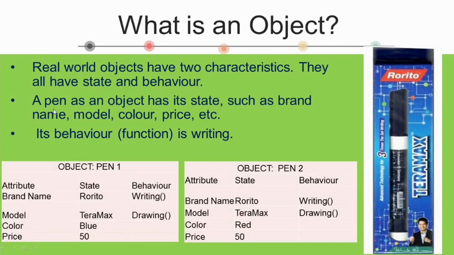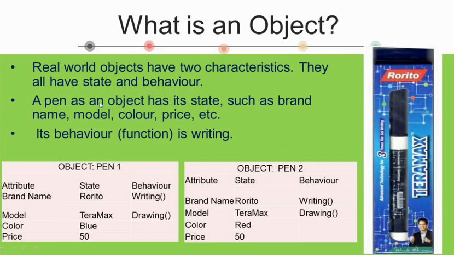Let's talk about them. For example, let's take an example of a pen. A pen is a real world object. Just now we defined what an object is. A pen is a real world object, right? See this pen. This is a real world object. This is a non-living entity, but still it is a real world object. Now what about its state and behavior? Because all the objects have these two important characteristics called state and behavior.